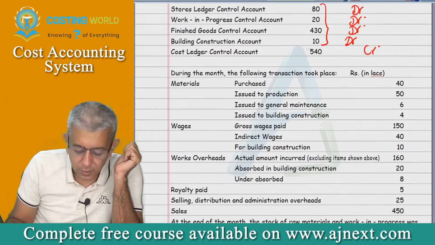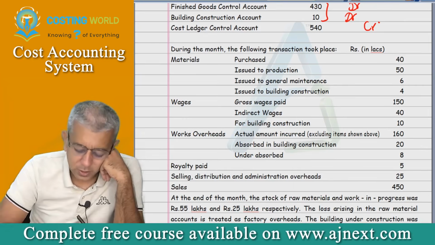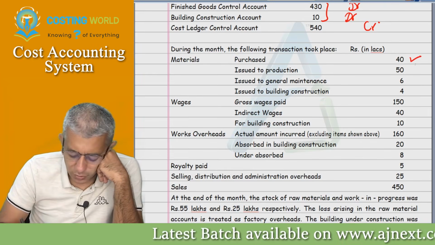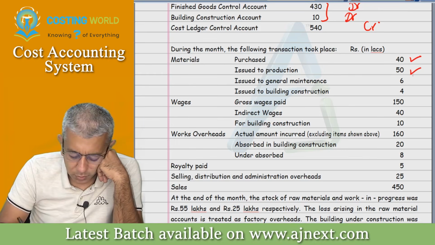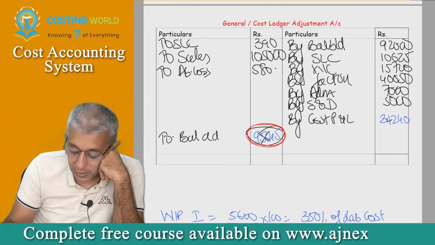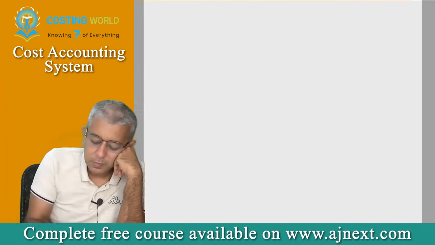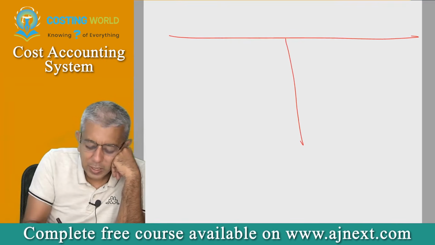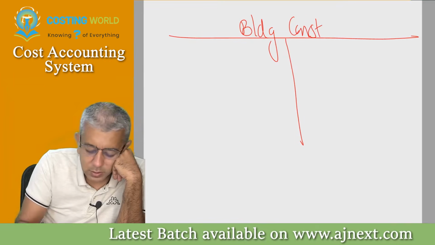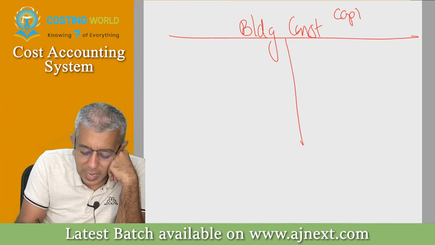During the month, the following transactions took place. Materials purchased, we all know the entry. Issue to production, we know the entry. Issue to general maintenance, we all know the entry. Now, issue to building construction. One thing I'll clarify right now. Listen. Building construction account is a capital WIP account.